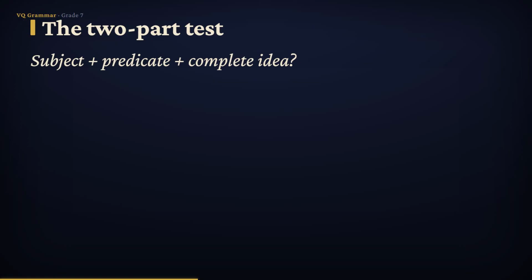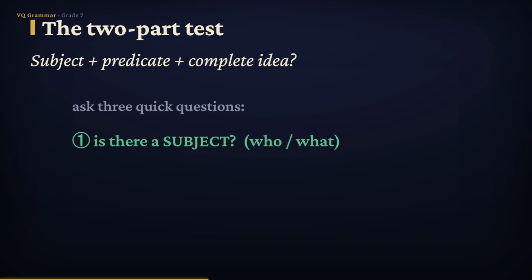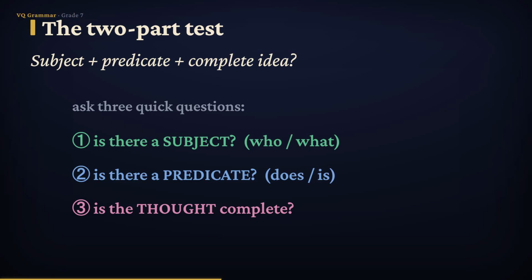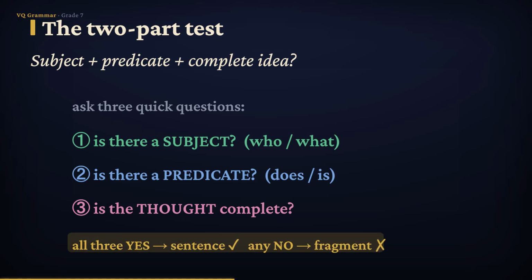Here's a simple test you can run on any group of words to catch a fragment. Ask 3 quick questions. 1. Is there a subject? Can you find the who or the what? 2. Is there a predicate? Is somebody doing or being something? 3. Is the thought complete so it can stand on its own? If you can answer yes to all 3, you have a real sentence. But if even one answer is no, you are looking at a fragment.